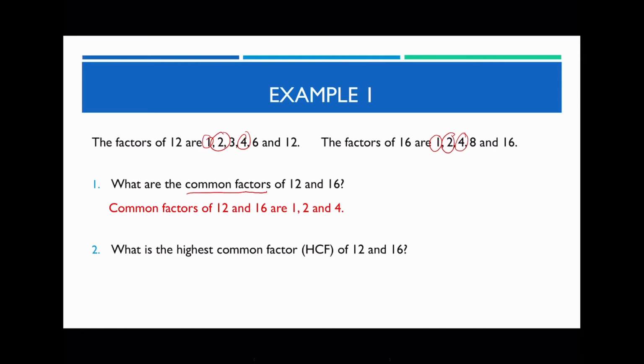Question 2, on the other hand, says, what is the highest common factor? For question 1, we've just identified what the common factors are. Now, question 2 is saying, out of all those common factors you've identified in question 1, what is the highest value? In this case, the highest common factor would be 4. So that's how you'll be answering this question.